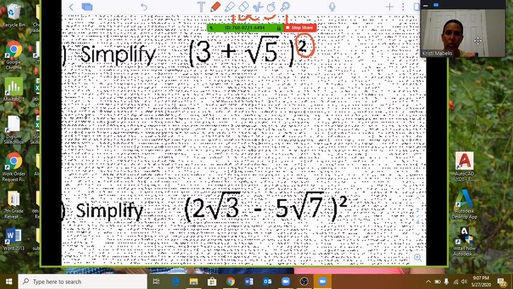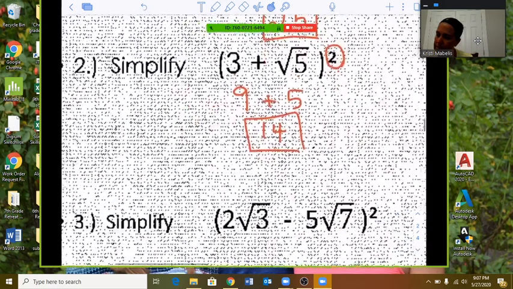2. Attach it to the 3. Okay, that's 3 squared. Easy. 9. And then 5 squared. Radical 5 times radical 5 is just 5. And okay, that's easy. 14. All done. Go on to the next one. But guess what? We missed something. That's not the right way to do it.